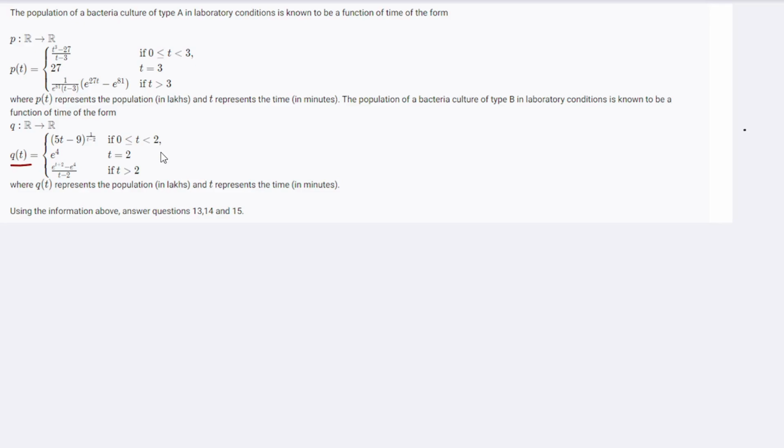So before proceeding to question number 13, we have to deal with the continuity of both the functions p of t and q of t. So we will check whether p of t or q of t is continuous or not. First we will deal with p of t. So p of t is equal to t cubed minus 27 divided by t minus 3 when t belongs to 0 to 3, where 3 is not included. So we will find the limit when t tends to 3 minus.